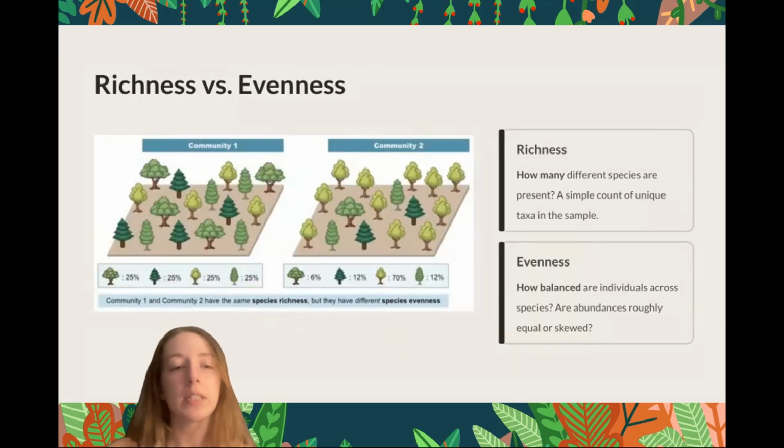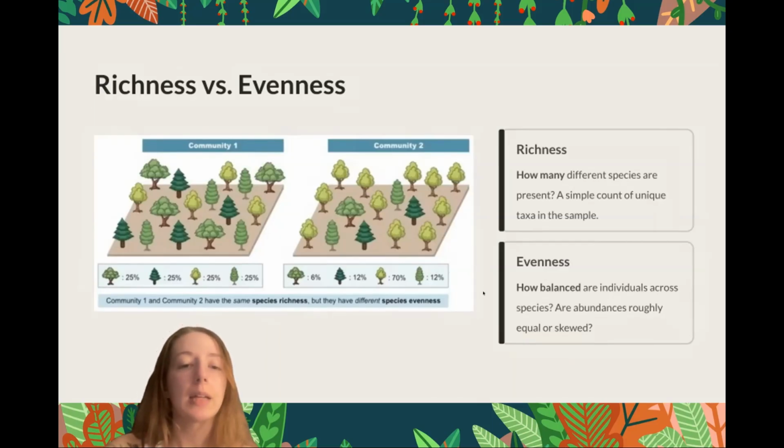So richness and evenness are two of the main features of diversity. Here we're looking at two communities of species of trees. And what we find is that their richness is the same, meaning how many different species are there, the number of tree species between community 1 and community 2 are the same. So we have 4 species found in community 1 and 4 as well in community 2. What's different is their evenness.